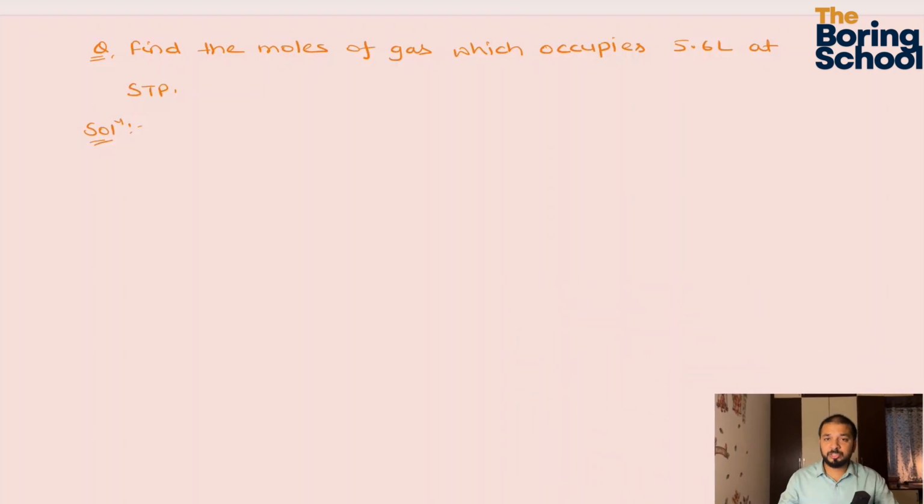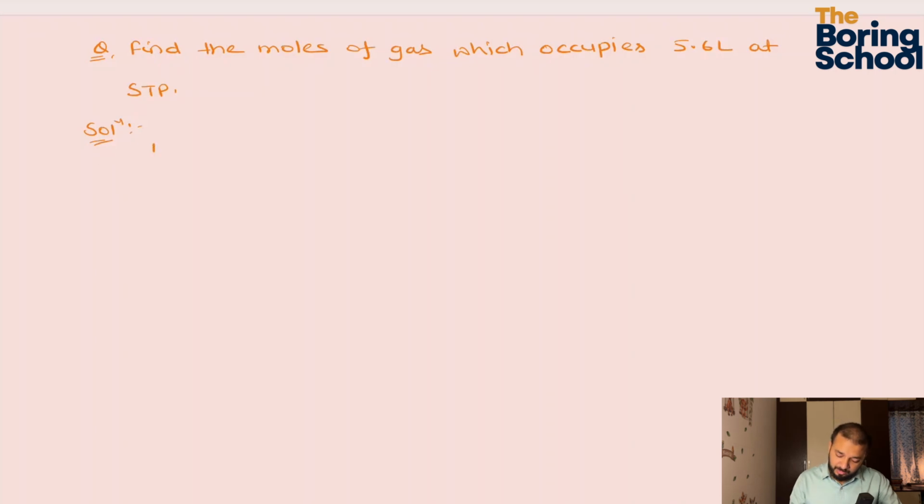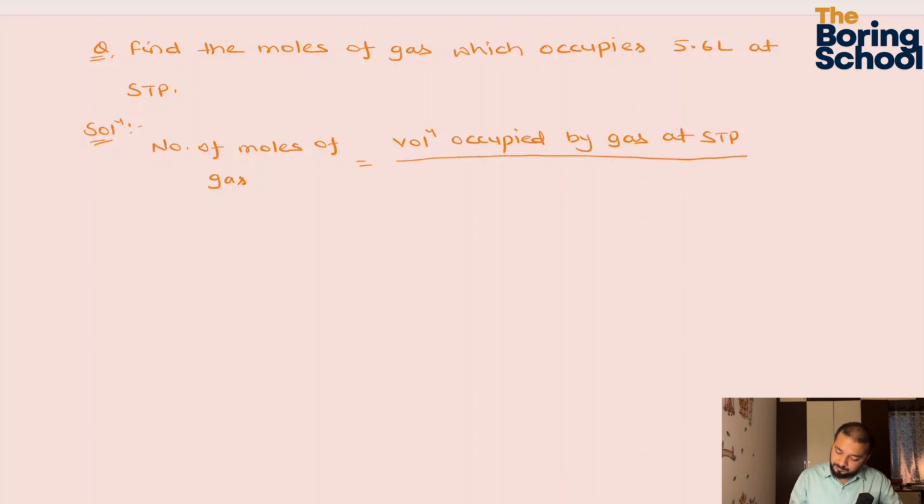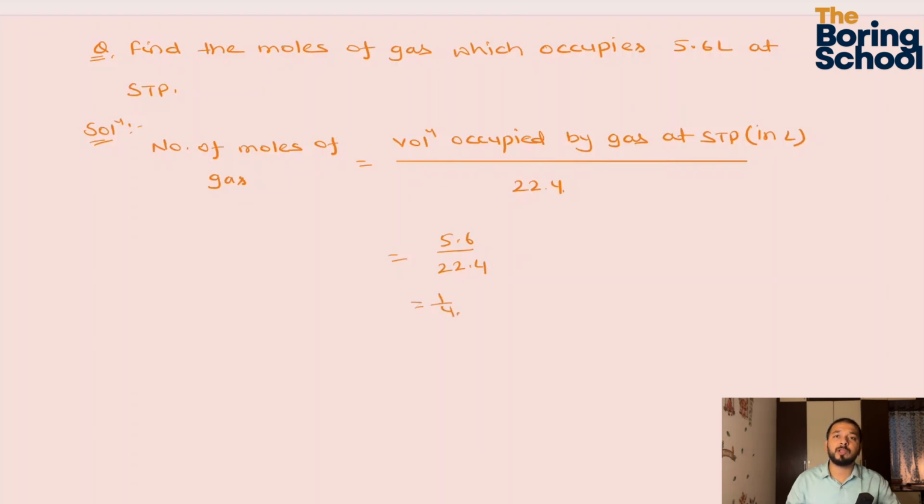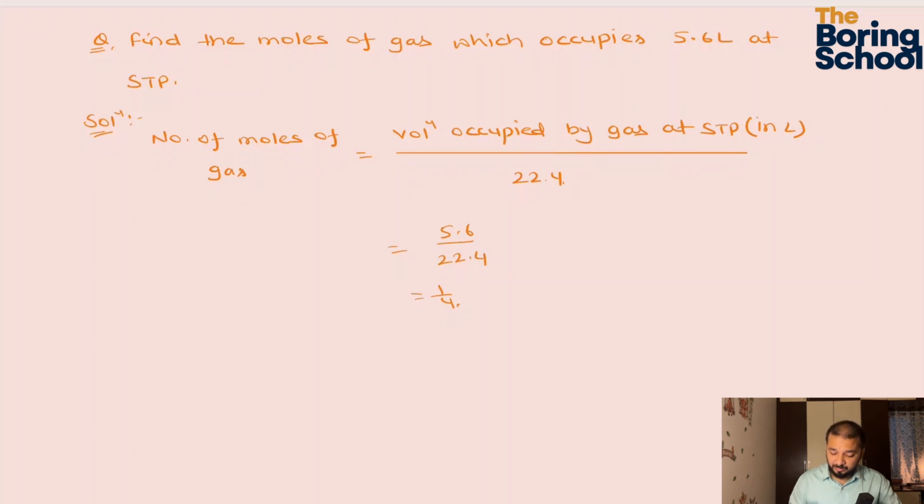So the question is, we have to find the moles of gas. So we know the formula that number of moles of gas is equal to volume occupied by gas at STP upon 22.4. This volume has to be in liters. So it is 5.6 divided by 22.4, which is equal to 1 by 4. So 1 by 4 or 0.25 moles of gas will occupy 5.6 liters at STP.